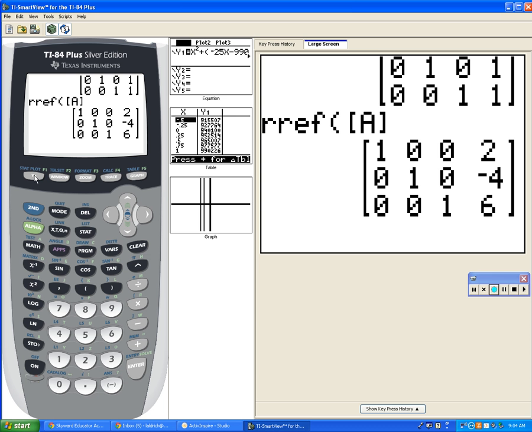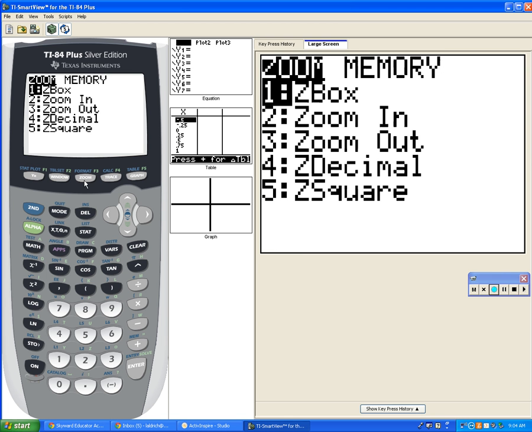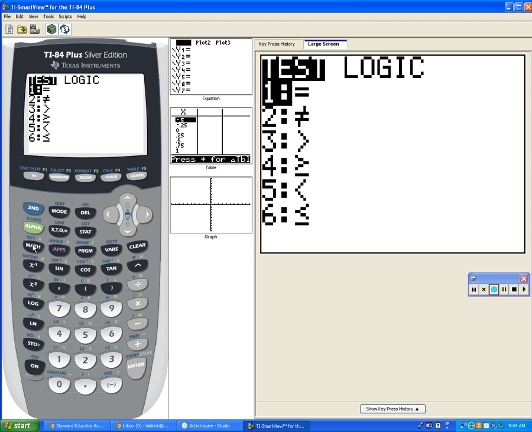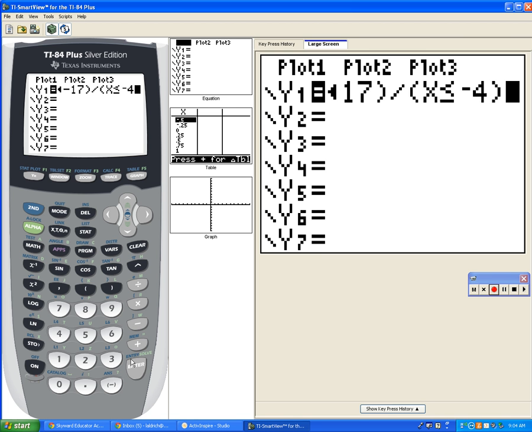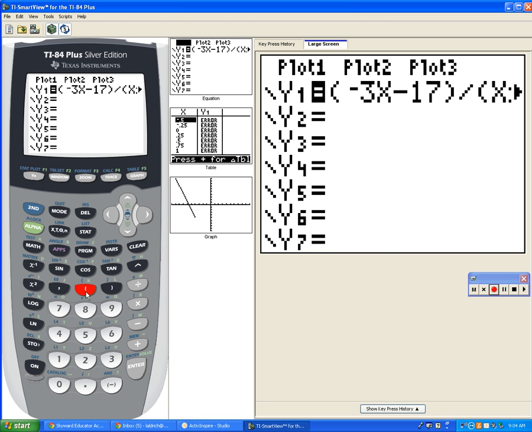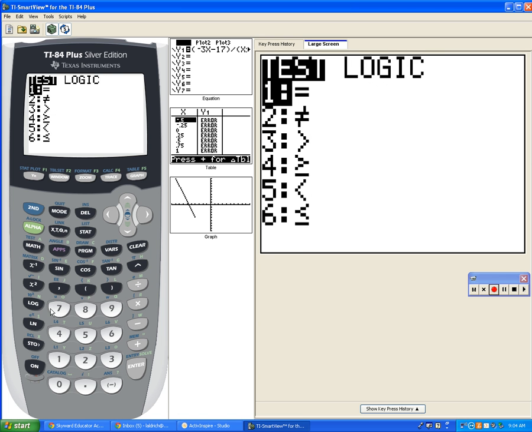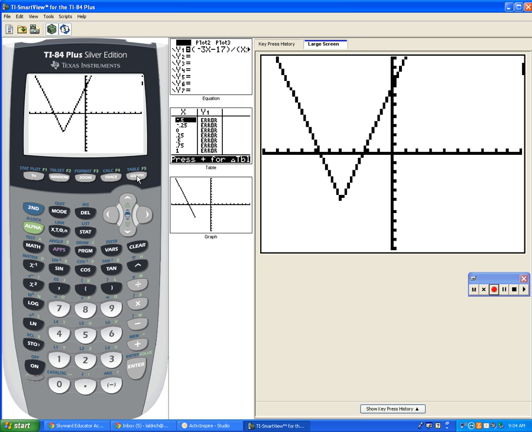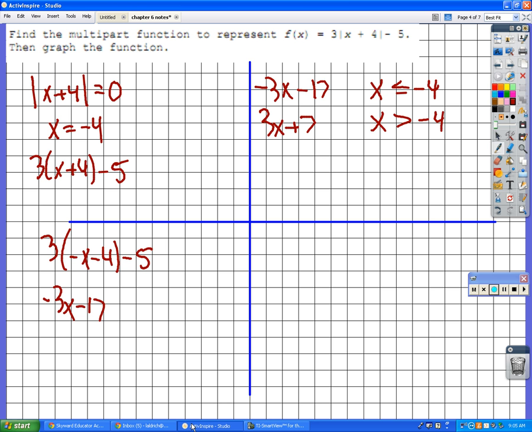So what that means is our graph, what was the first one? -3x minus 17, and that was where x is what? Less than or equal to -4. Okay, so less than or equal to -4. And then the other one was what? 3x plus 7. And that is where x is what? Greater than -4. So if you graph this, there's the first piece and there's the second piece. Okay, so those are the two piecewise functions that we made to equal this original absolute value function.